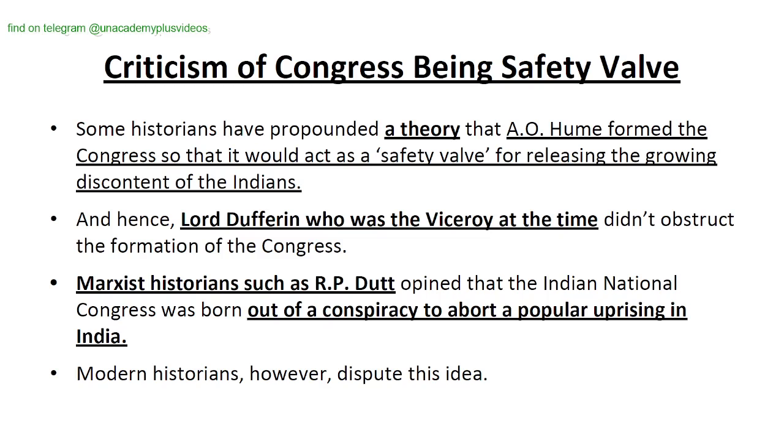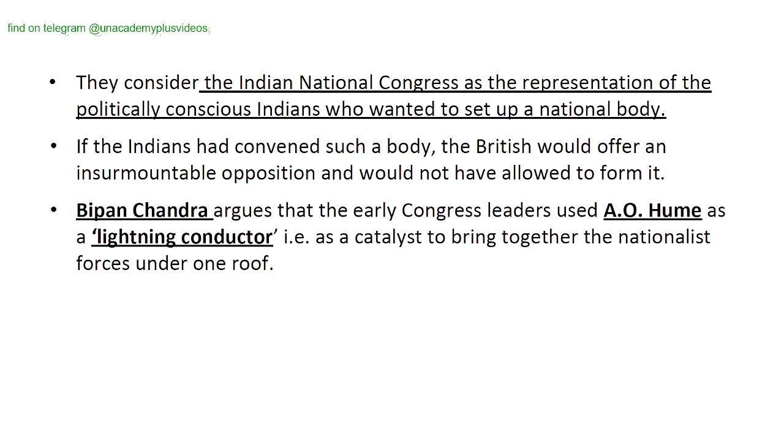Marxist historians such as R.P. Dutt opined that the Indian National Congress was born out of a conspiracy about a popular uprising in India. Modern historians, however, dispute this idea. They consider the Indian National Congress as a representation of the politically conscious Indians who wanted to set up a national body. If the Indians had convened such a body, the British would have offered insurmountable opposition and would not have allowed it to form. Bipin Chandra argues that the early Congress leaders used A.O. Hume as a lightning conductor, that is, as a catalyst to bring together the nationalist forces under one roof.